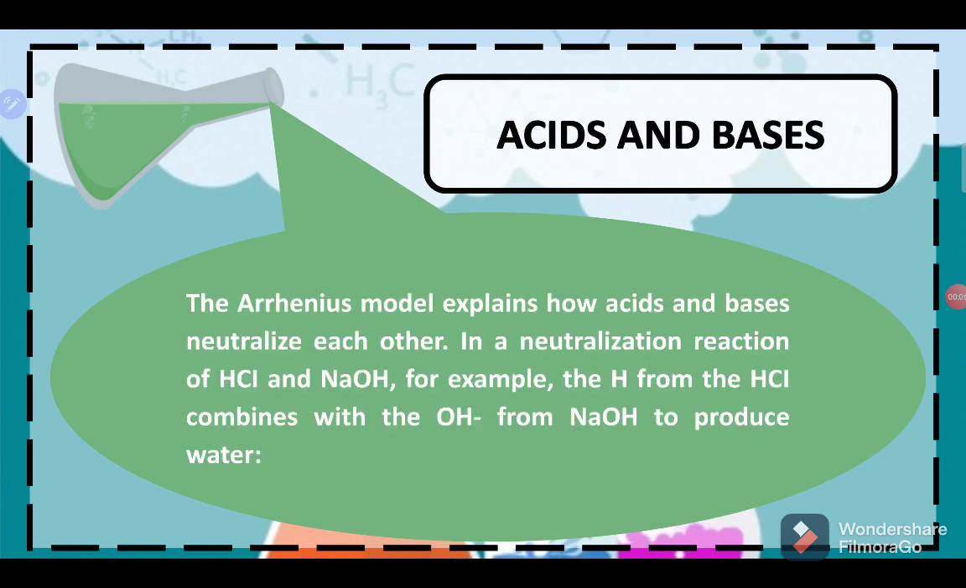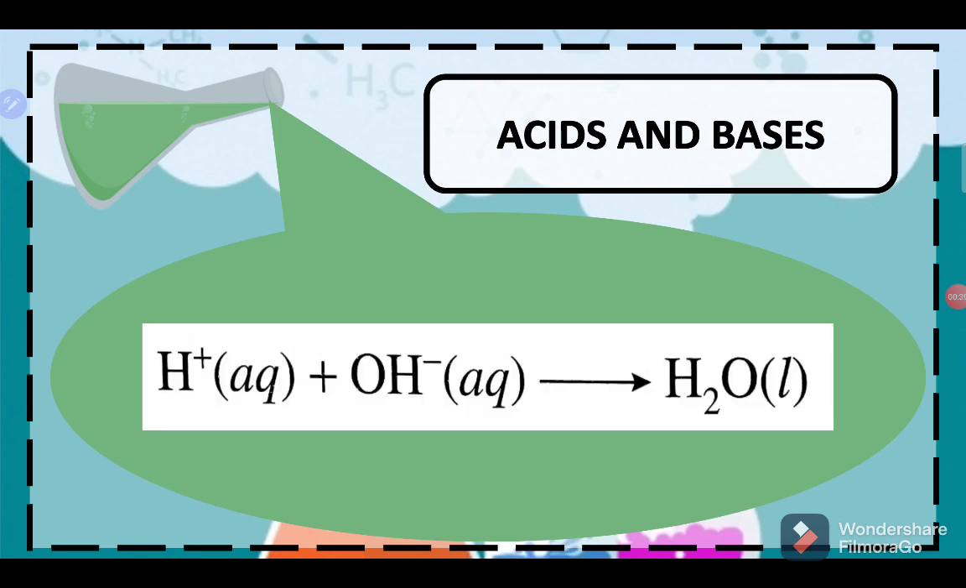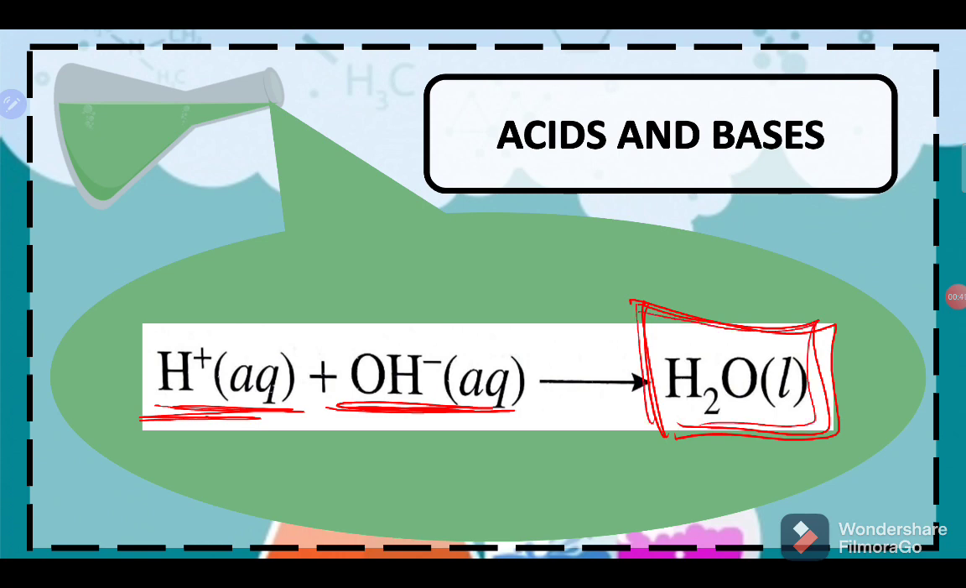Okay. The Arrhenius model explains how acids and bases neutralize each other. In a neutralization reaction of HCl and NaOH, for example, the H from HCl combines with the OH from NaOH to produce water. So in a reaction, we can have this one. The hydrogen ion combines with the hydroxide ion to produce water, and this type of reaction is called the neutralization reaction.